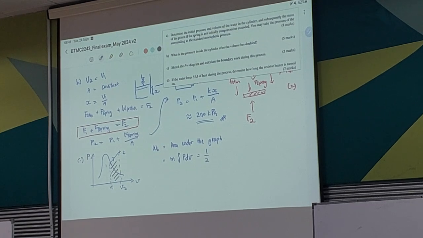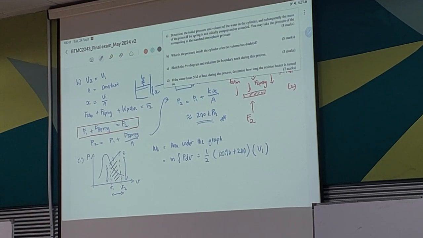Which means this is half this distance plus this distance. So it's 120.9 that I wrote just now, plus 200, and this distance. The difference in the volume is actually just V1, capital V1, because again, the volume has doubled, so if you minus back, you get back the same value.